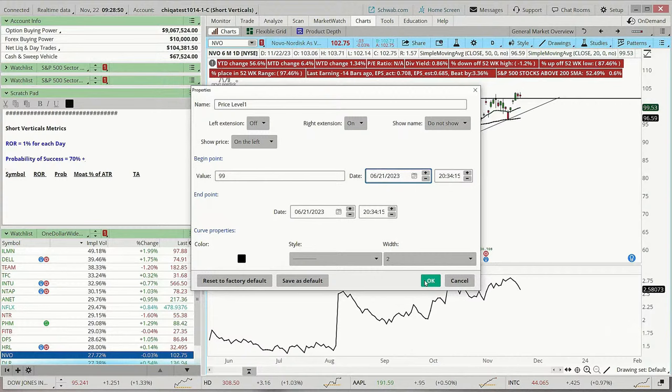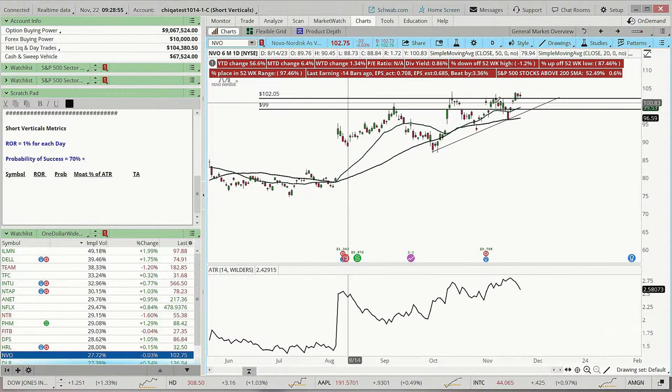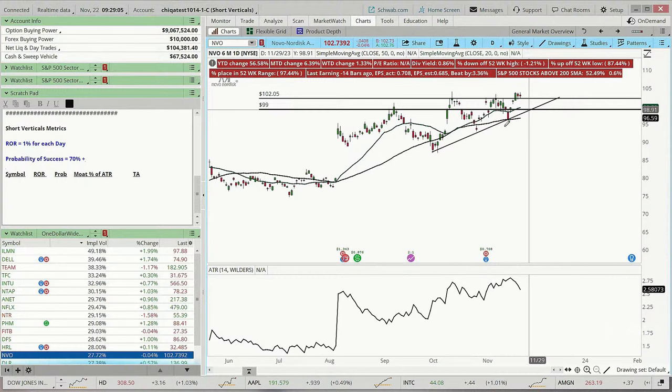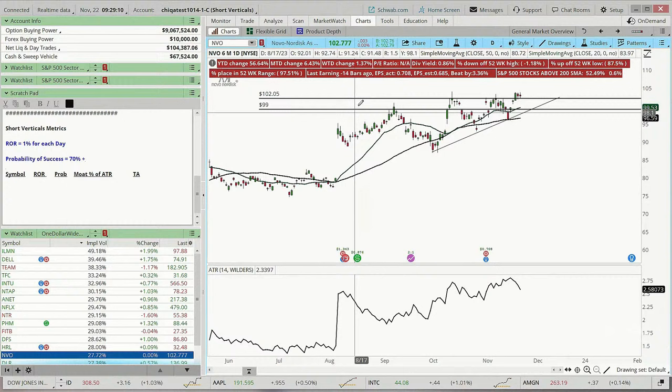And let's see what it looks like on the chart. So that's what it looks like on the chart. So as long as we stay above this 99, the trade should be in a pretty good place. Do we feel comfortable with that? It looks like this is our support level in relationship to the ascending triangle. If we broke down below that, that support level could possibly come into play as well. So that would be this.